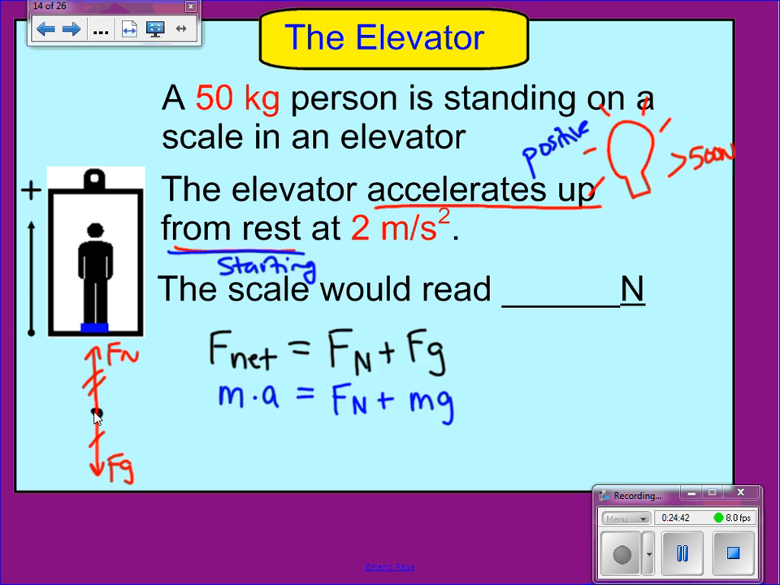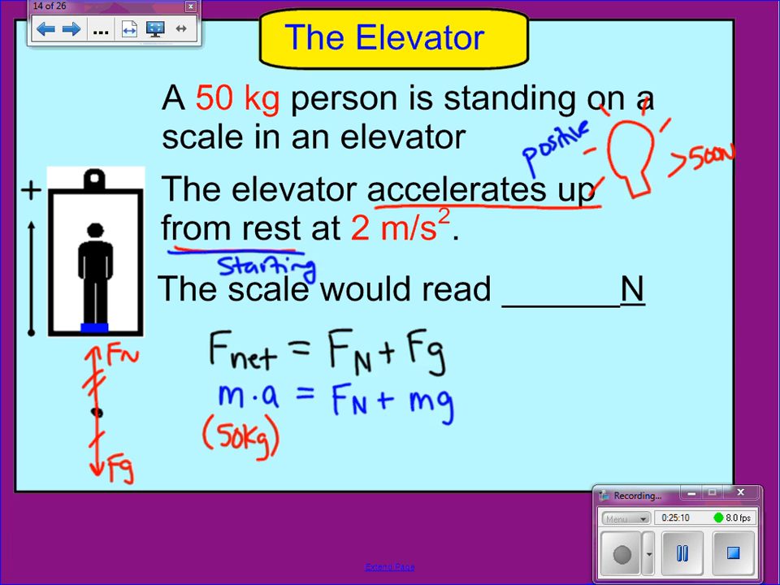Remember, if it's asking for what the scale is reading, what am I ultimately solving for? I'm ultimately solving for force normal. That's what the scale will read. That's what we call your apparent weight, or what you feel like you're feeling. Okay, so my mass is 50 kilograms. Now, what is my acceleration here? Well, remember, it's the acceleration of the net force, or overall. So that would be the 2 meters per second squared.